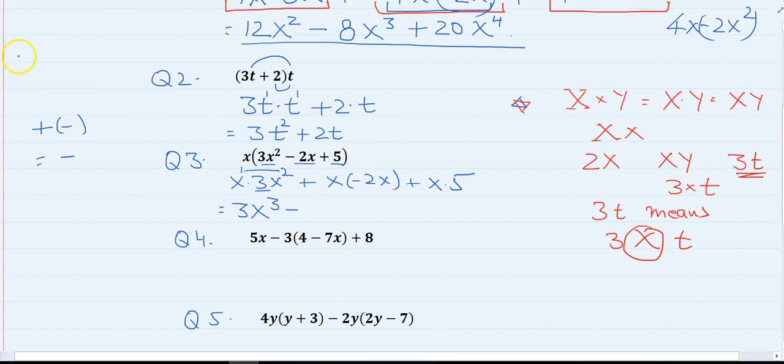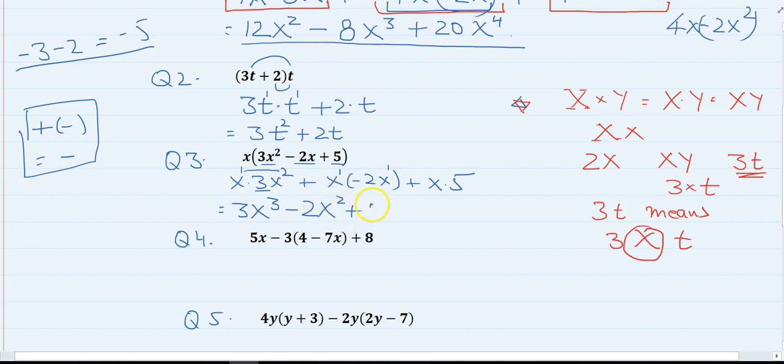Not that if it is minus 3 minus 2, minus minus is not plus here. It will be negative 5. You must understand the difference in these two. Here the power of x is 1, here the power of x is 1. So it is 2x, 1 plus 1, 2, plus 5x. Now this one is x multiply 5.